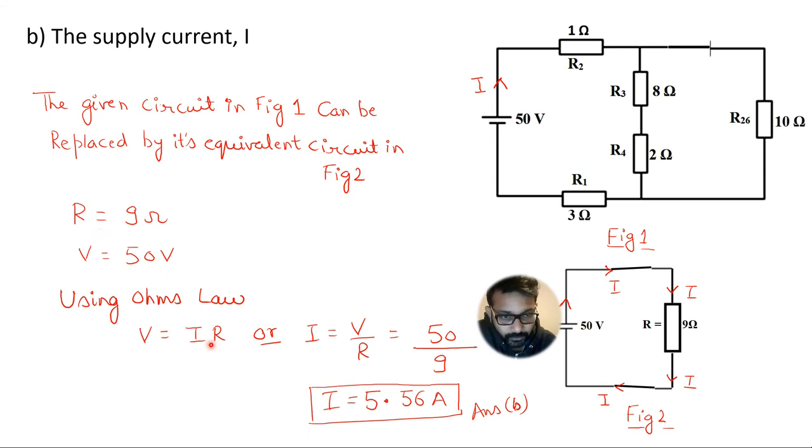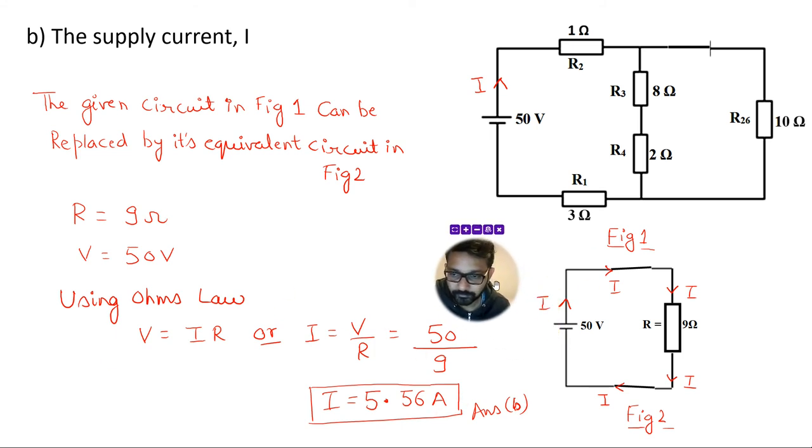V is equal to IR, or you can modify this equation, Ohm's law, as I is equal to voltage divided by resistance. Supply voltage is 50 volts, and the total or the equivalent resistance we have just calculated to be 9 ohms. Right? You divide them, and finally you should get 5.56 amperes. So don't forget the unit. So this is the answer for part B.